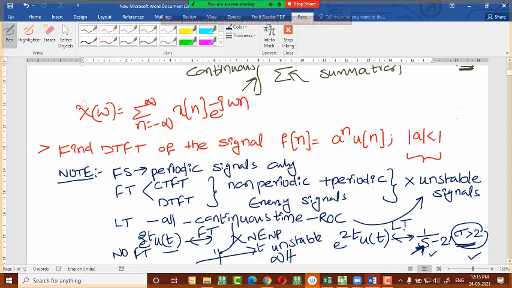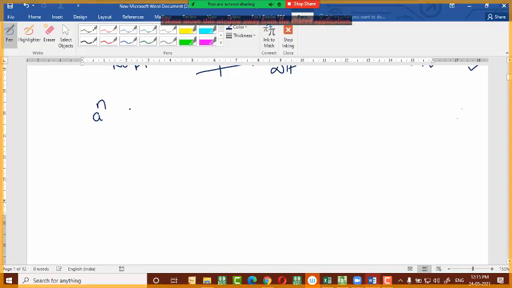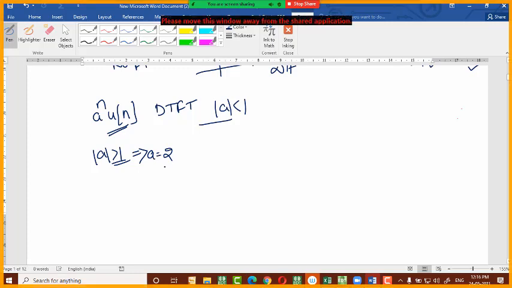In a similar manner, a power n into u of n. This is the first signal we have taken in the DTFT. Remember that one. And for this one, we are going to calculate the DTFT now. The condition is given as modulus of A is less than 1. But just check modulus of A greater than 1. This is the condition I am checking now. Modulus of A greater than 1 means I can take A is equal to 2, so modulus of A is 2, that is greater than 1.